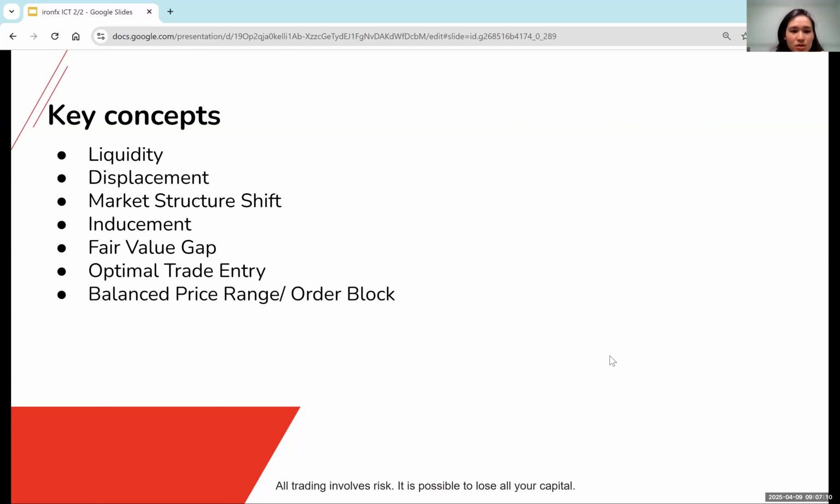Okay, so let's jump into the key concepts. Again, this is a recap from last week, so if you weren't here last week, I'll just really quickly cover this. These are pretty simple concepts to grasp. Some of them are just labeled in different terms, so I'll explain what I mean in a little bit.